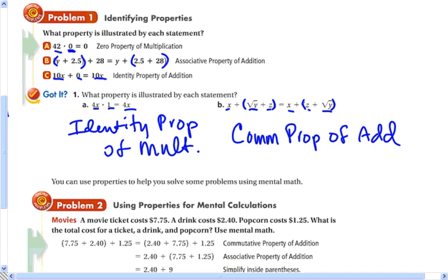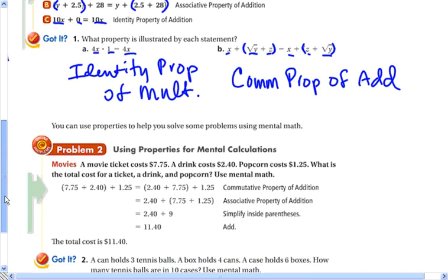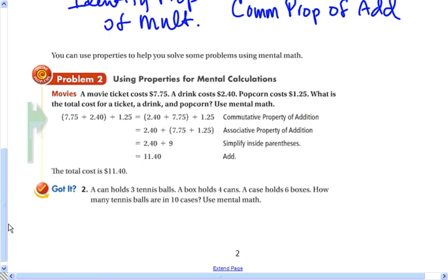All right. We can use properties to help us simplify things. Oftentimes, there are certain numbers that are easier to add or multiply, and so we can use the commutative and associative properties to pick whatever would be simplest. If you look at this example here, we want to add 7.75 plus 2.40 plus 1.25.